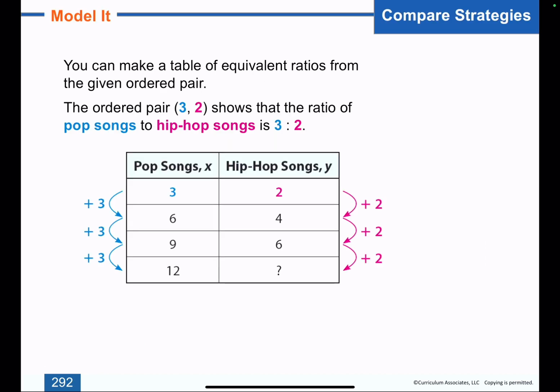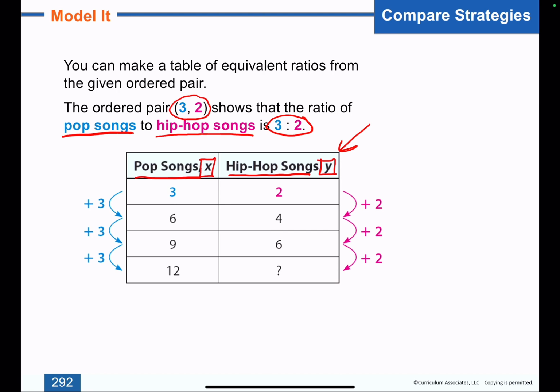You can actually make a table out of these values and equivalent ratios from the ratio that we already had. That ordered pair, 3, 2, shows that there is a ratio of 3 pop songs to 2 hip-hop songs, a 3-to-2 ratio. So we just put it into this table here. Our pop songs will be represented by the variable x, and hip-hop songs represented by the variable y. The x and y will become a little bit more clear on our next slide.